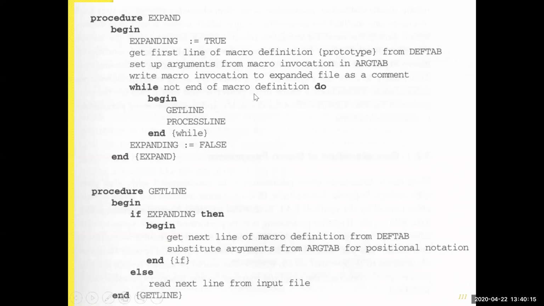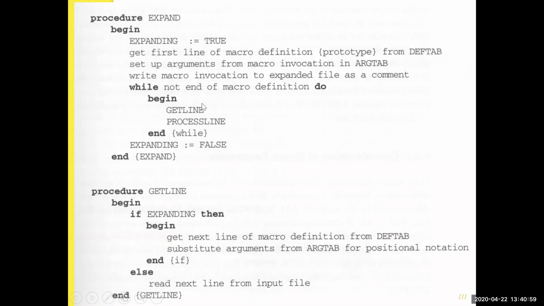Further, the statements are fetched and processed using the GETLINE and PROCESSLINE procedures until the end of the macro definition is reached. Or in other words, after the prototype, one after the other lines will be fetched using the GETLINE procedure, and processed until the MEND directive is encountered. When the MEND directive is encountered, EXPANDING is set to false, indicating that it is the end of the macro expansion, so that hereafter the lines would not be read from the definition table but from the source file.